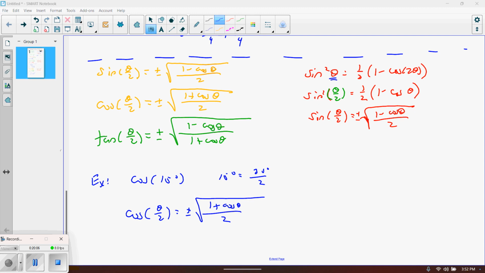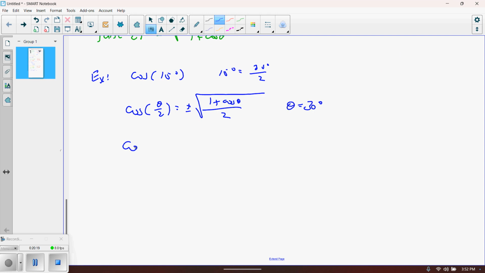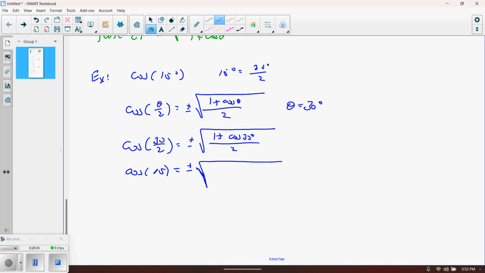The biggest thing we have to realize here, because we're trying to find the cosine of 15 degrees, is that we're really letting theta equal 30 degrees so that we can get to that 15 degrees. So we're going to plug in 30 degrees as our theta, and that'll give us 1 plus cosine of 30 degrees over 2. This is not going to be a very pretty answer, just letting you know that. So that will give us the cosine of 15 is equivalent to, cosine of 30 degrees is square root of 3 over 2, so we get the square root of 1 plus square root of 3 over 2, all over 2.